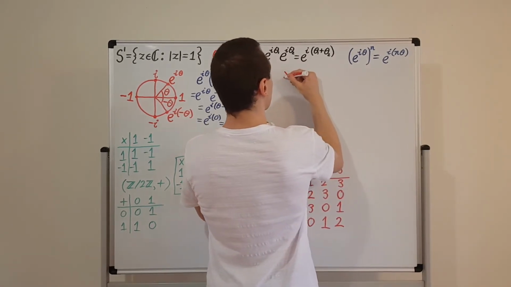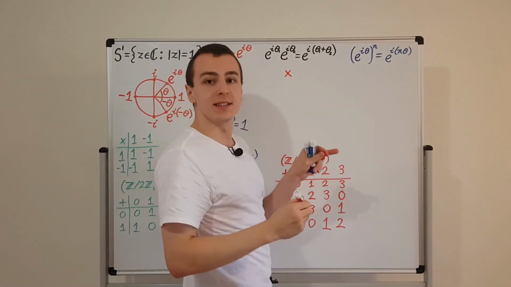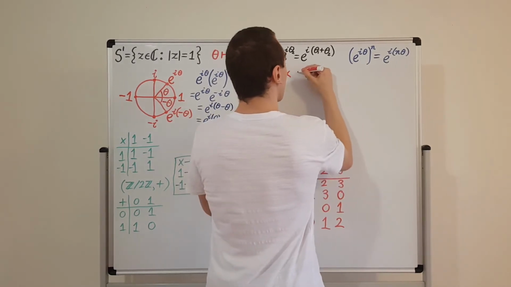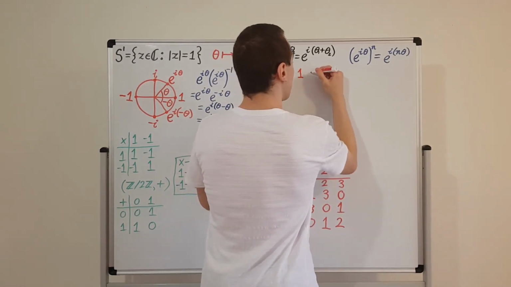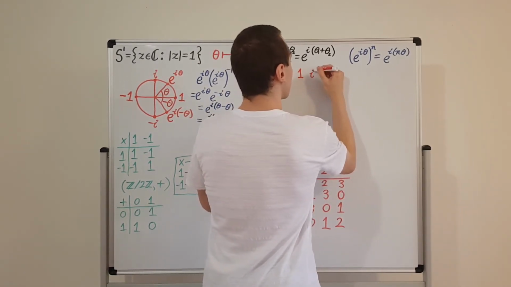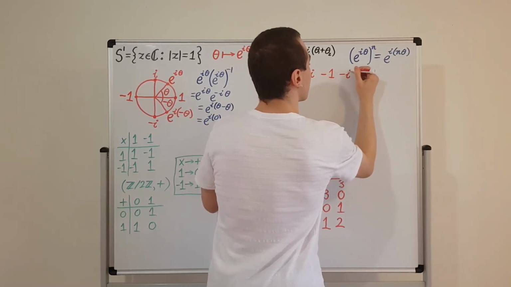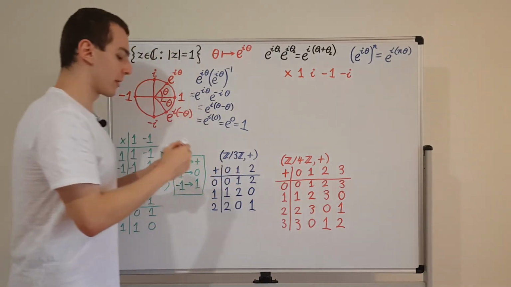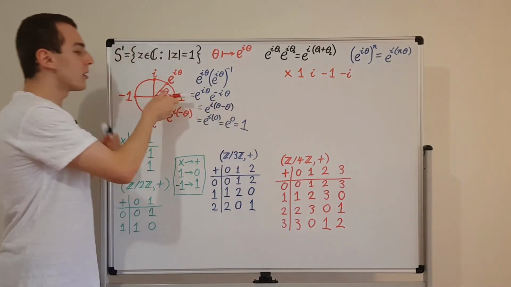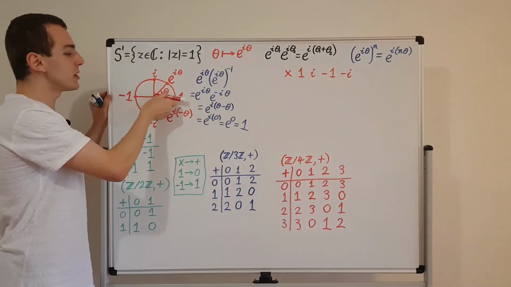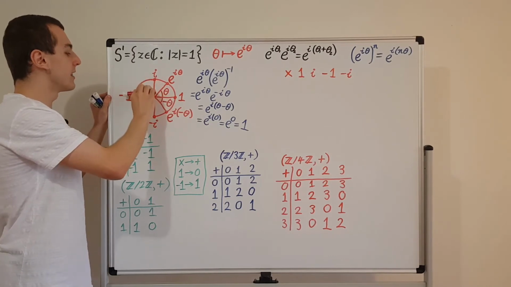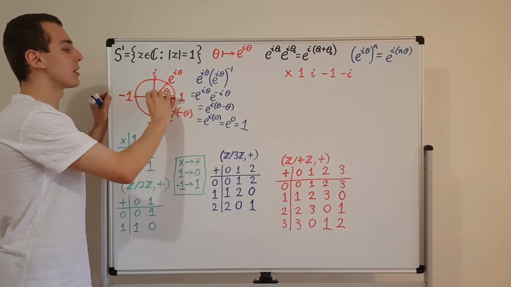We have multiplication, and what are the elements in this group? Well, there's 4 of them. We have 1, then we have i, and we have minus 1, and then we have minus i. And I'm keeping them in this order because this is the order they appear when we go around the circle. First we see 1, then we see i, then minus 1, minus i, and then finally 1.